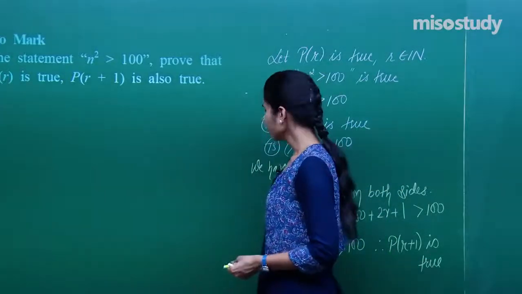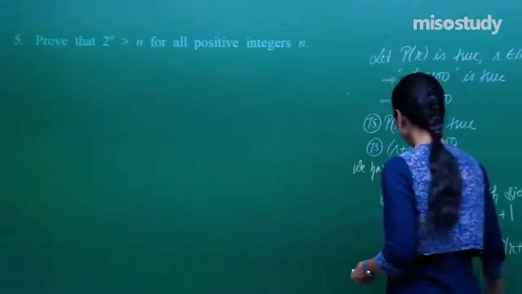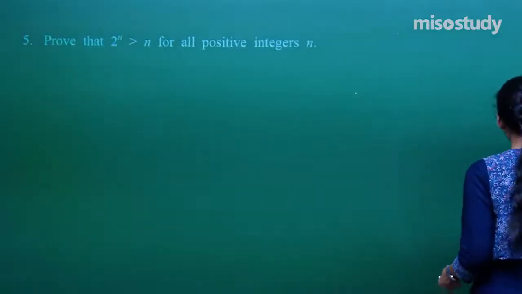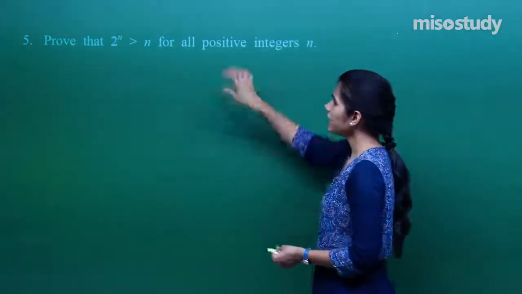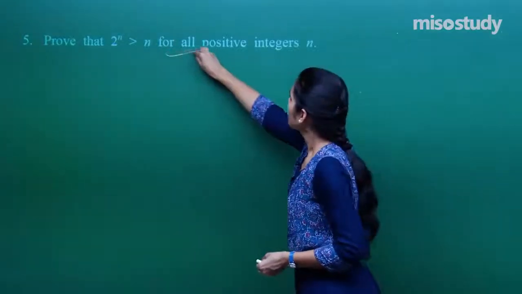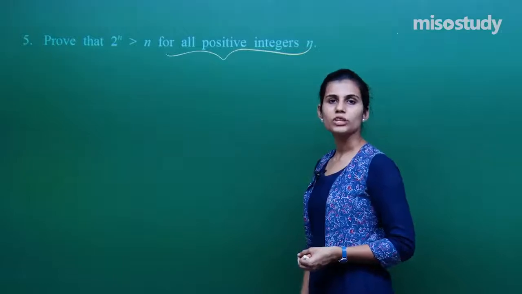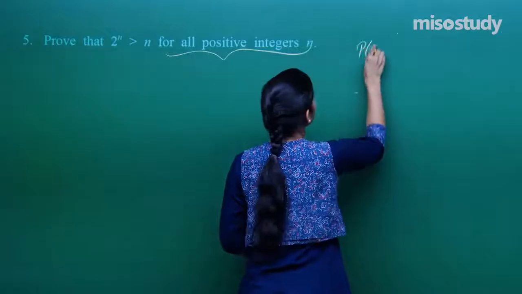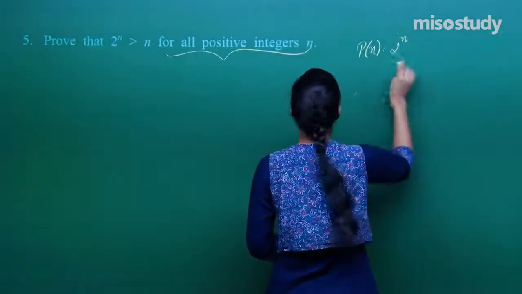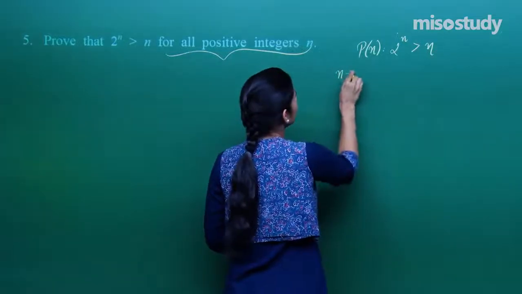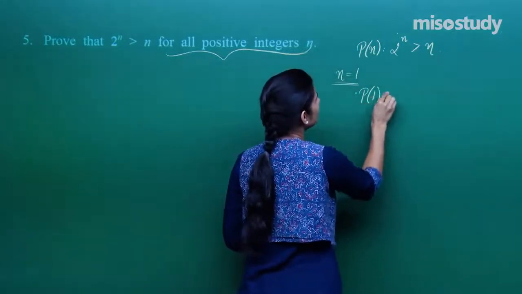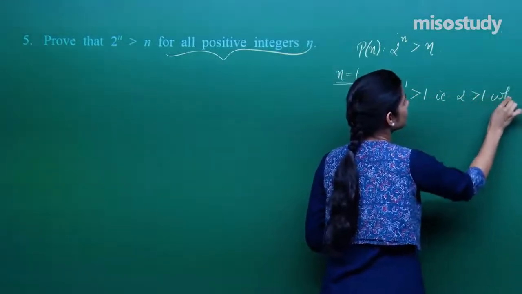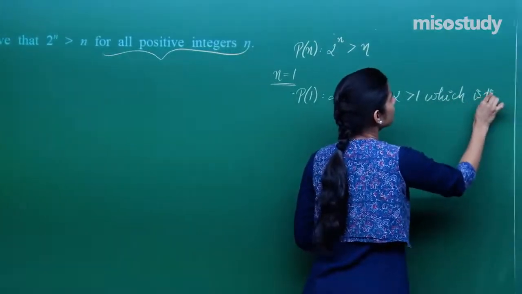Clear? Moving to the next question. Prove that 2 to the power n is greater than n for all positive integers n. Either you say positive integers or you say set of naturals, it's exactly the same. Whenever we have to prove this for all positive integers n in the set of natural numbers, we use the principle of mathematical induction. What does it say? Well, let Pn represent the statement 2 to the power n is greater than n. You start with n equals 1. P1 is 2 to the power 1 is greater than 1, that is 2 is greater than 1, which is clearly true.